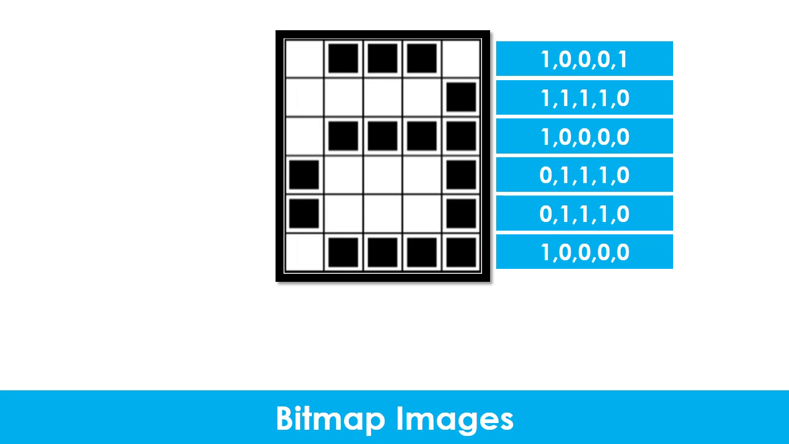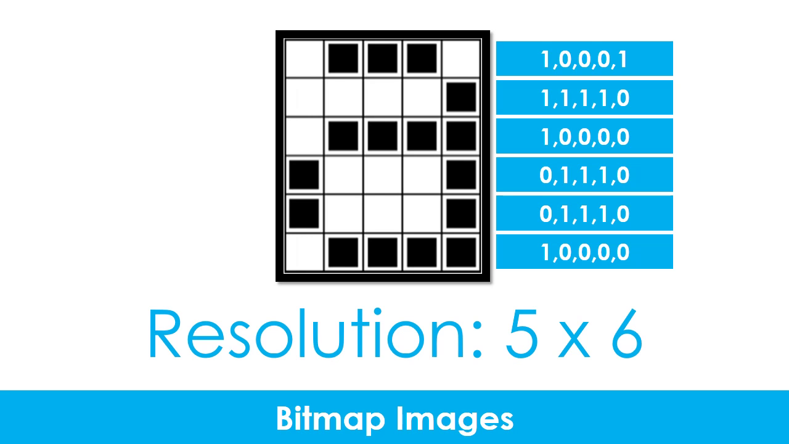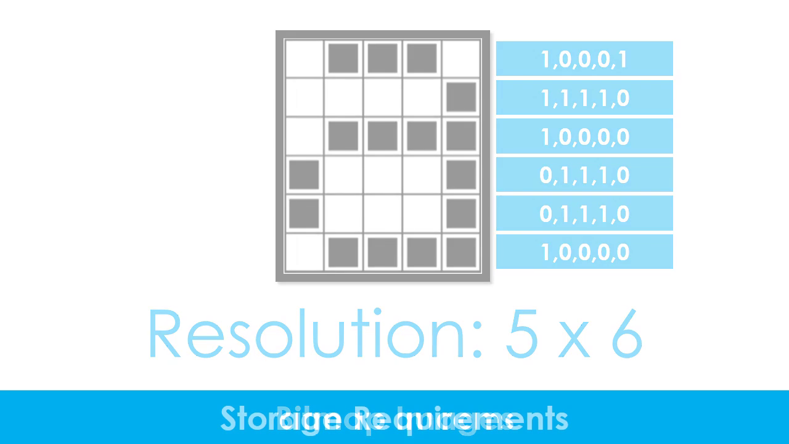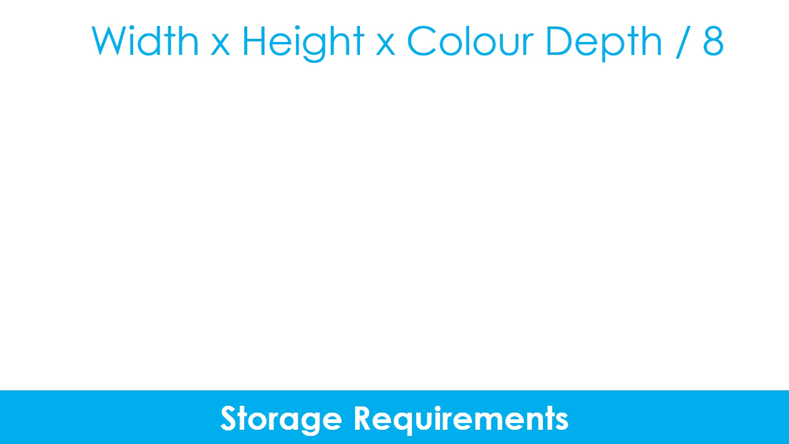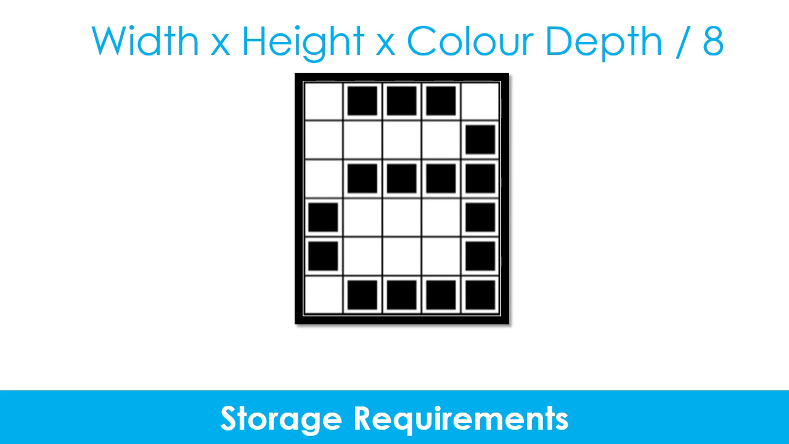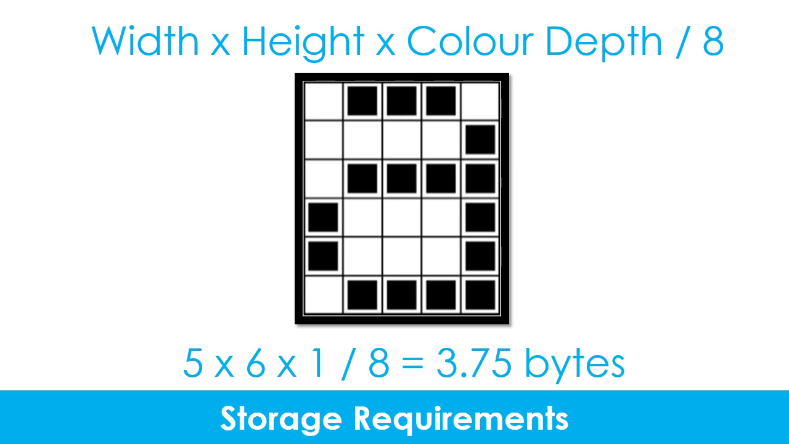The resolution of an image is the width times the height. For example, this image has a resolution of 5 times 6. The storage requirements of an image can be calculated using this formula. It's divided by 8 to get the answer in bytes. For example, the storage requirements of this image can be calculated using 5 times 6 times 1 divided by 8, giving us 3.75 bytes.